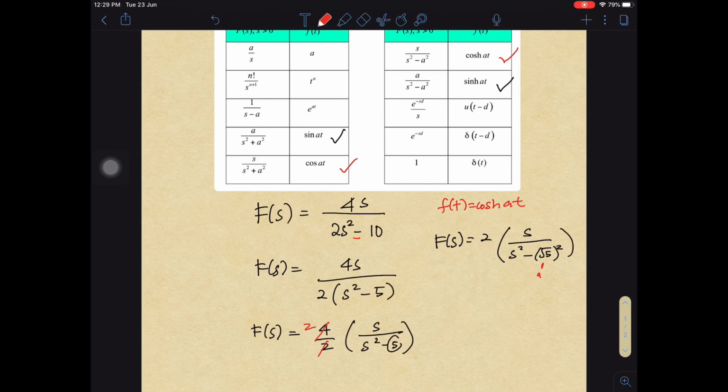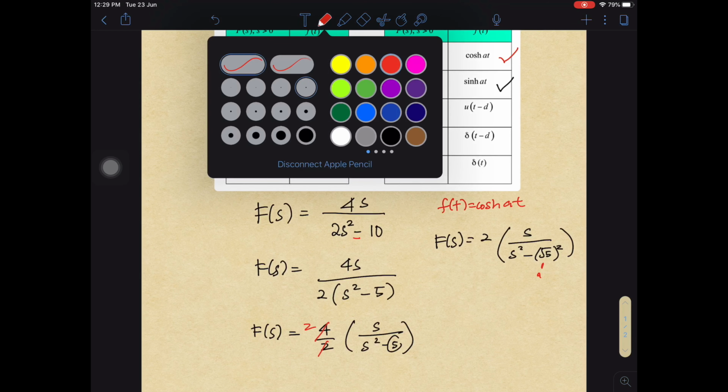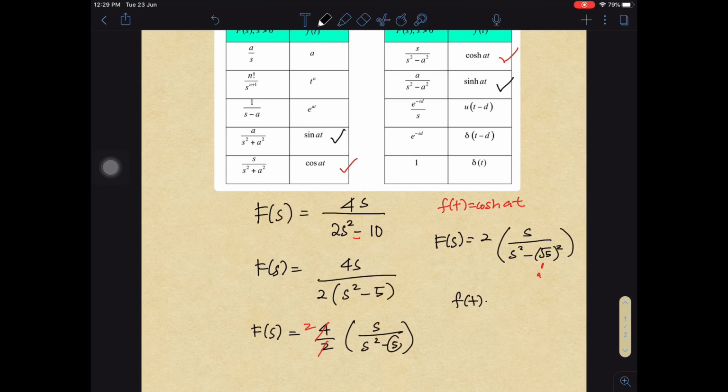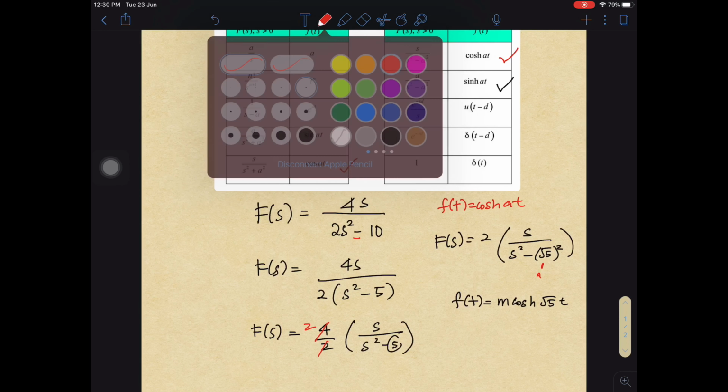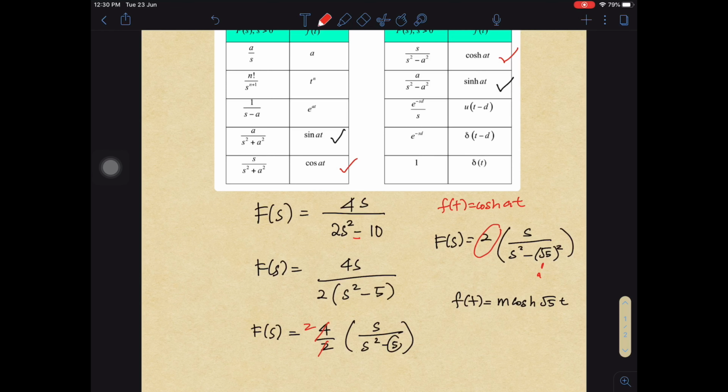Now you can write your function f(t) equal to m cosh at. So your a is root 5, t. So what is your m? Your m will be equal to the coefficient that exists in your F(s). Here you have a coefficient equal to 2, therefore your m is equal to 2. Then you have your final function f(t) equal to 2 cosh root 5 t. So this is the answer.